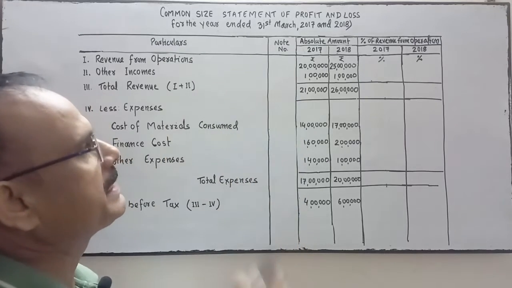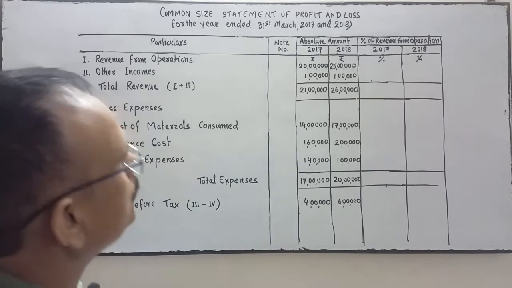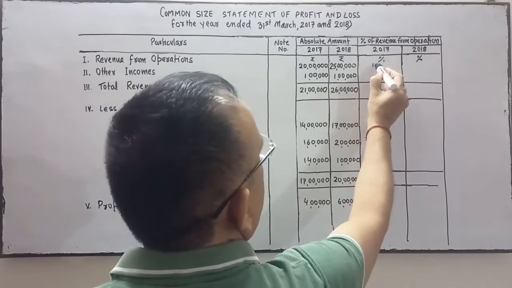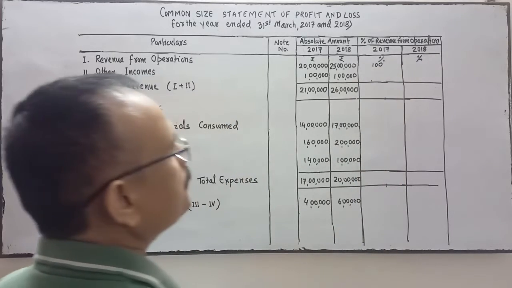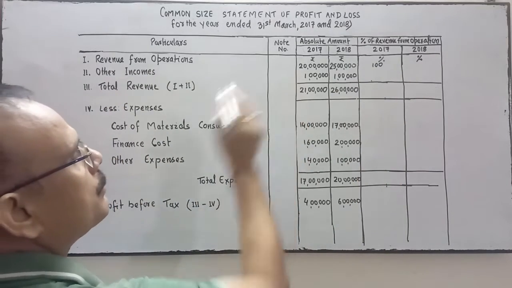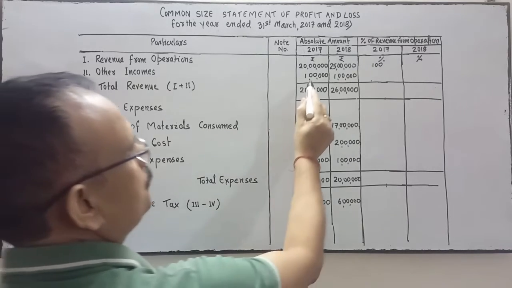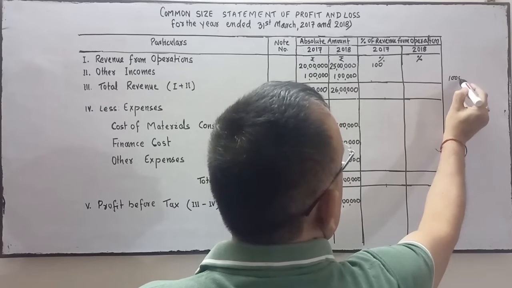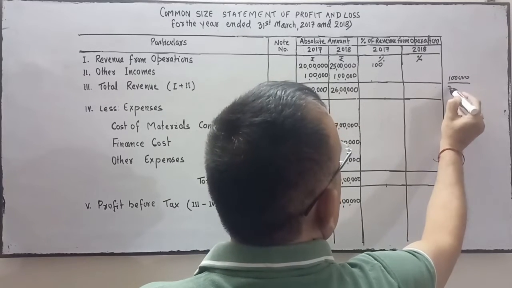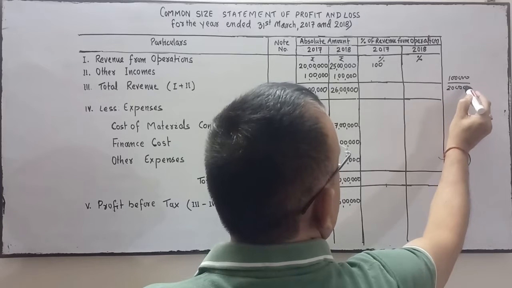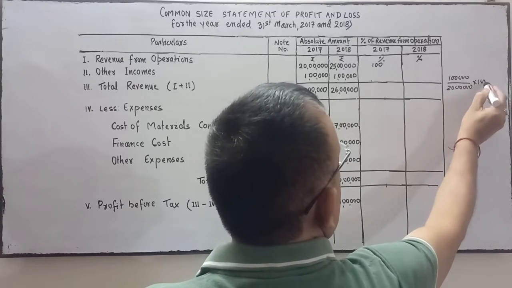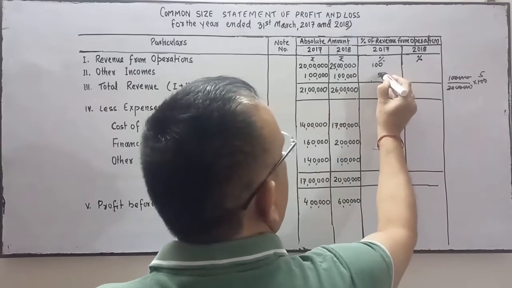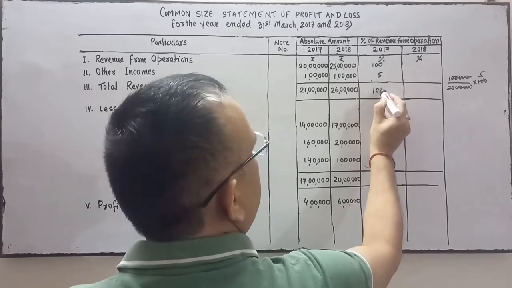Now come to the calculation of percentage. So total revenue from operation will be taken as 100. Now we'll calculate the percentage. This one, 1 lakh upon revenue from operation 20 lakhs, into 100. So it is 5%. So total is 105.